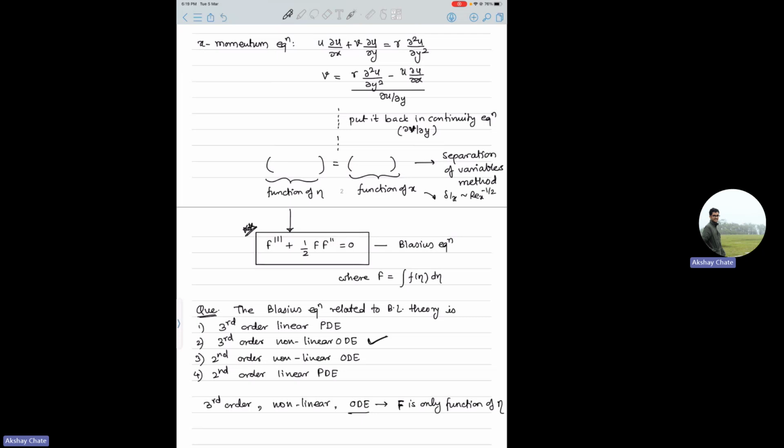The point that I wanted to convey here is sometimes in exams they directly ask you some fact-based questions, and if you don't know the form of Blasius equation as given here, you can't do anything there. So remember this form. So it is a third order non-linear ODE because it is only function of theta. So that was one thing that I wanted to convey.